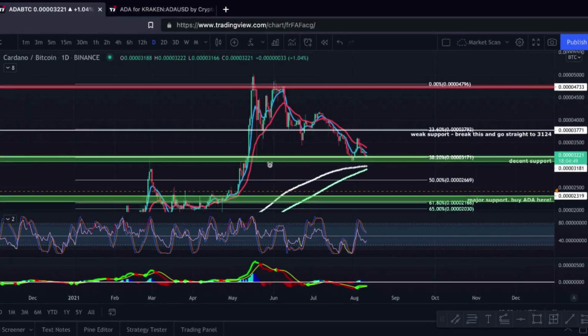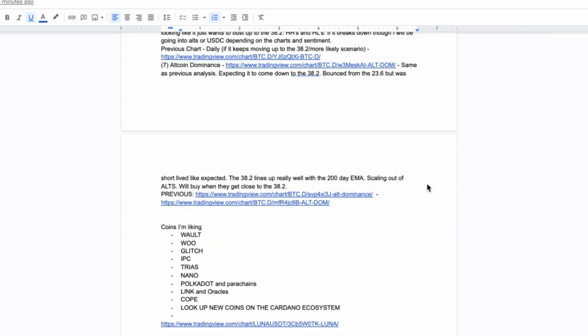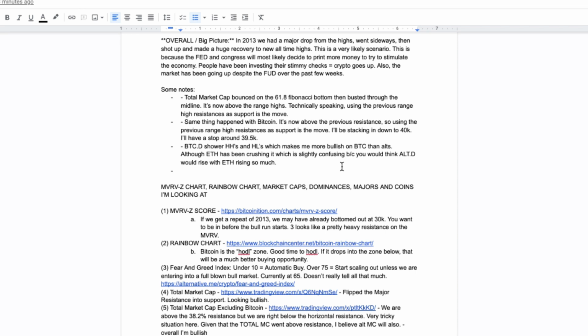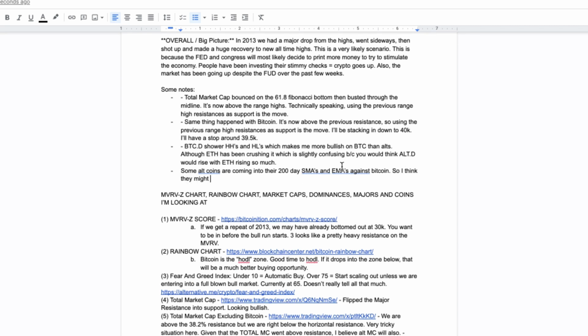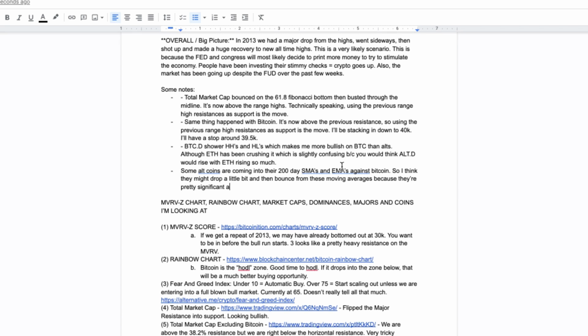This is what I'm going to write. Market scan, go into my notes. Some altcoins are coming into their 200-day SMA and EMAs, simple moving averages and exponential moving averages, against Bitcoin. So I think they might drop a little bit and then bounce from these moving averages, because they're pretty significant and also line up with some support areas.